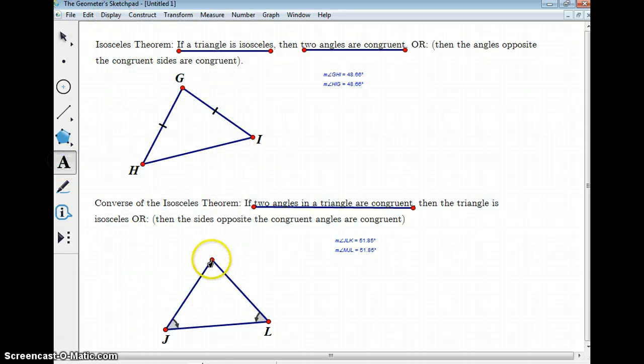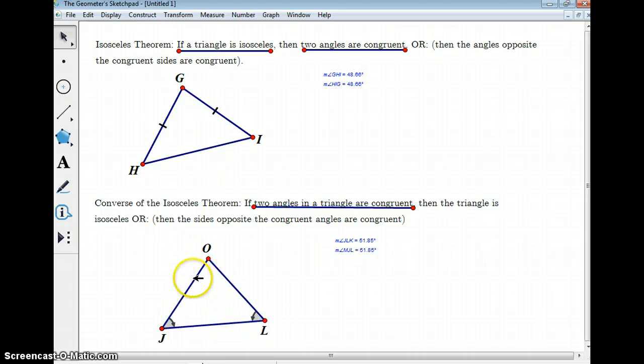And then I'm going to add another point up here. So I have congruent angles. So do I have congruent sides? There's the moment of truth. I'm going to measure those lengths, and yes, indeed, I do have congruent sides, and so I can say, wow, the converse appears to be true, and it appears to be true in all cases, because I started with those congruent angles, and it forced these sides to be congruent.